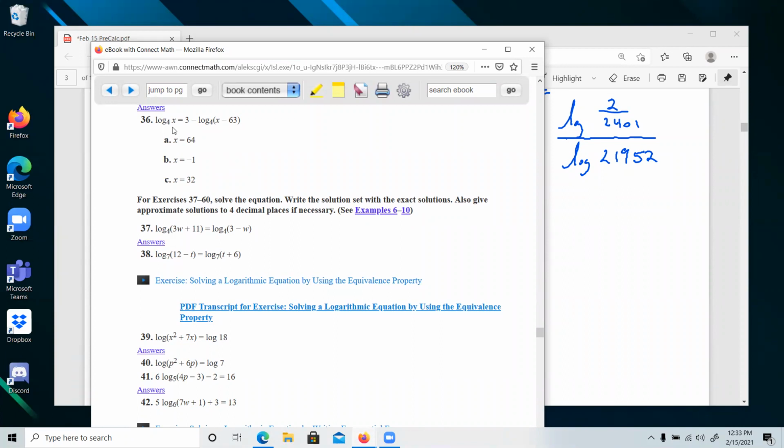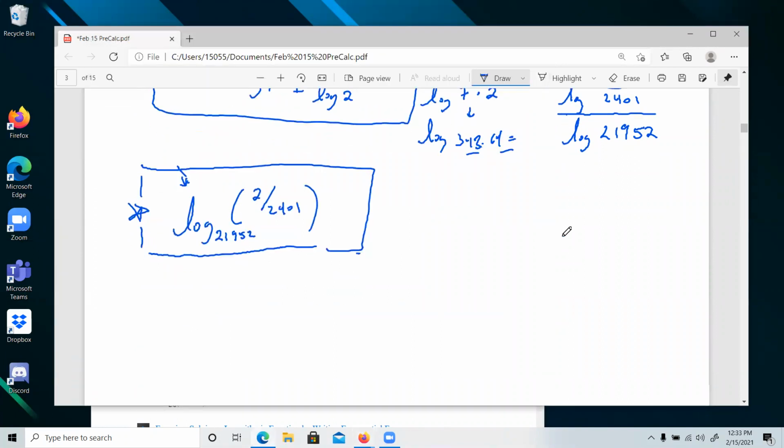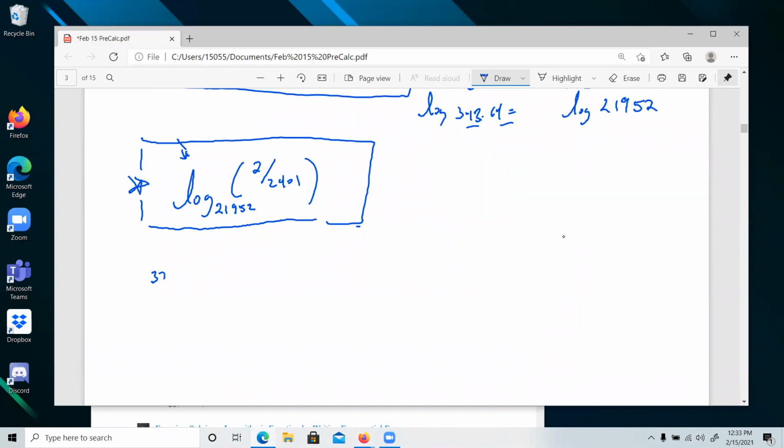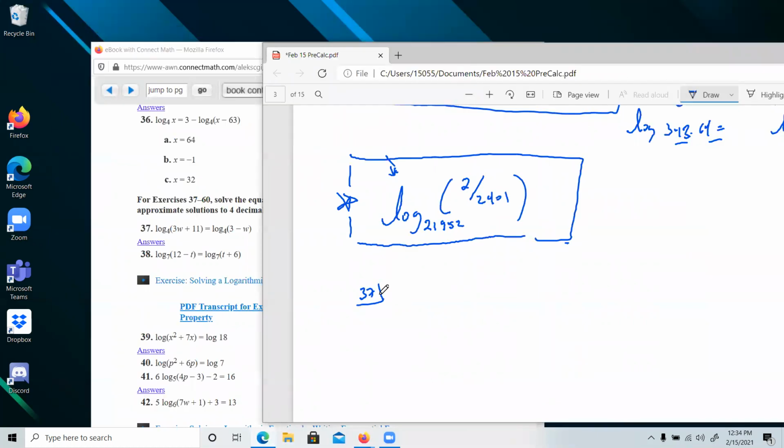Obviously, B can't work because you can't take the logarithm of a negative number. All right. So let's go ahead and take a look at this. How about we try this one, 37. So number 37, we have a log base 4. Now this is one case where the bases are actually important. So we have log base 4 of 3w plus 11, and that's equal to log base 4 of 3 minus w.